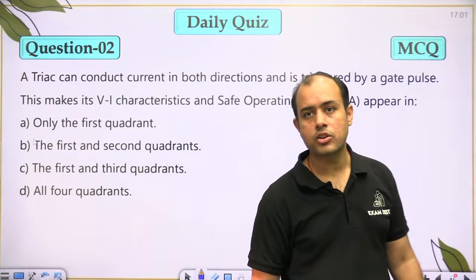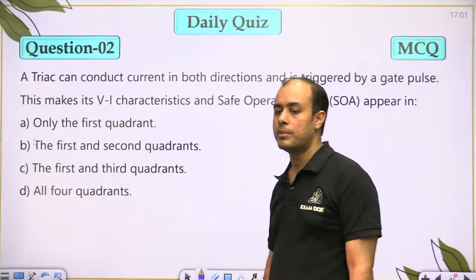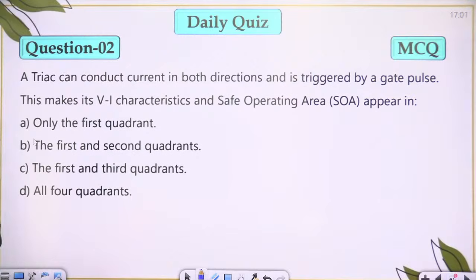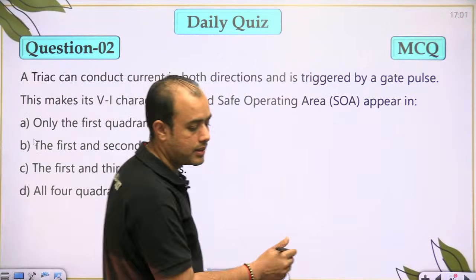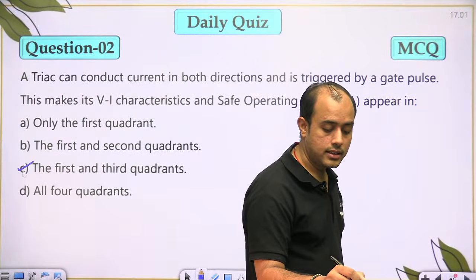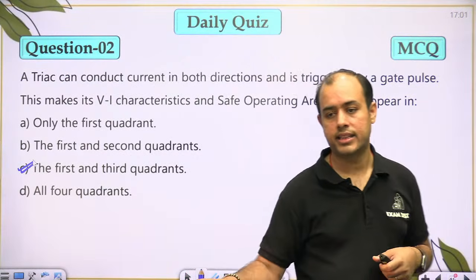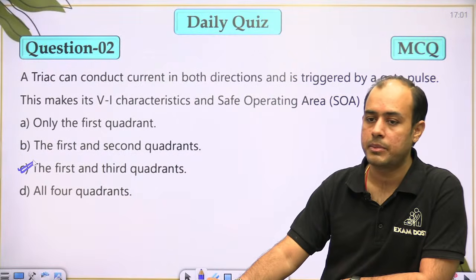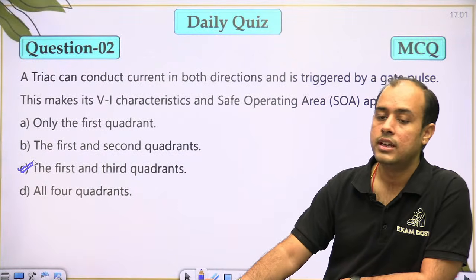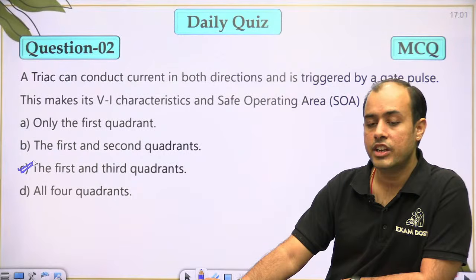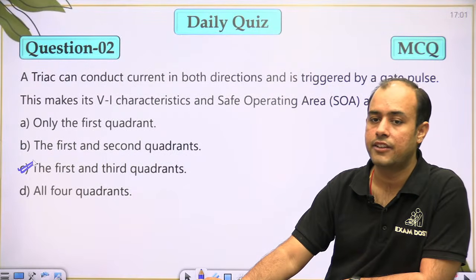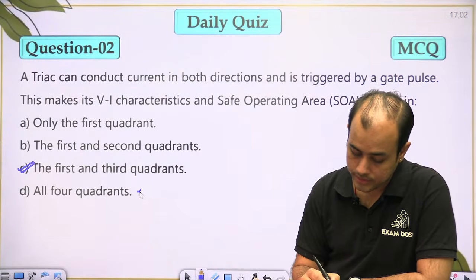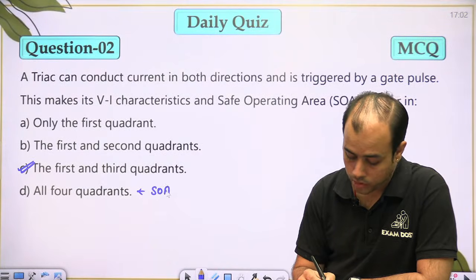VI characteristic कौन से quadrant में आती है बताओ? You just now saw the graph. The characteristics appear in which quadrant? First and third. देखो VI characteristic की बात की गई है तो VI characteristic आपकी फर्स्ट और थर्ड क्वाड्रेंट में बनी थी अगर आपको ग्राफ याद हो. For DIAC and Triac, we always have the characteristic in the first and the third quadrant. ठीक है, but SOA is all four quadrant.